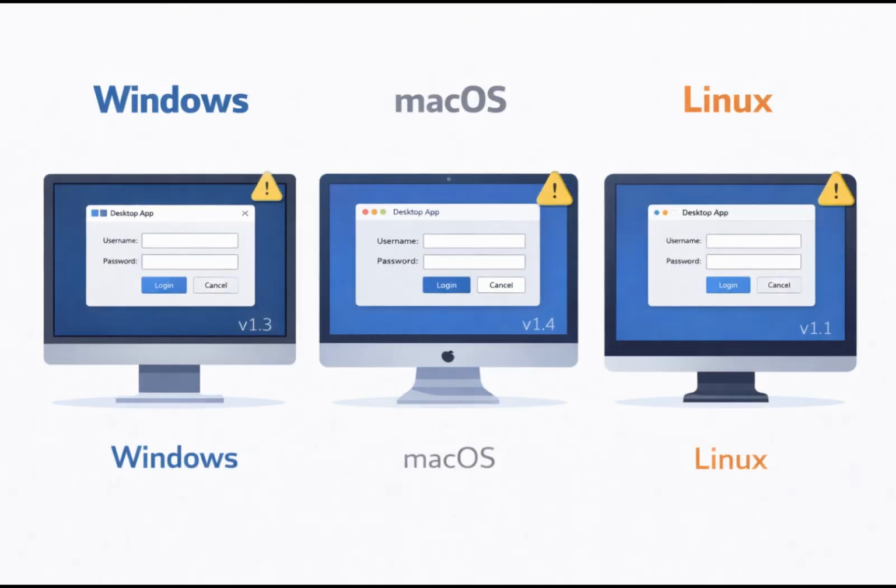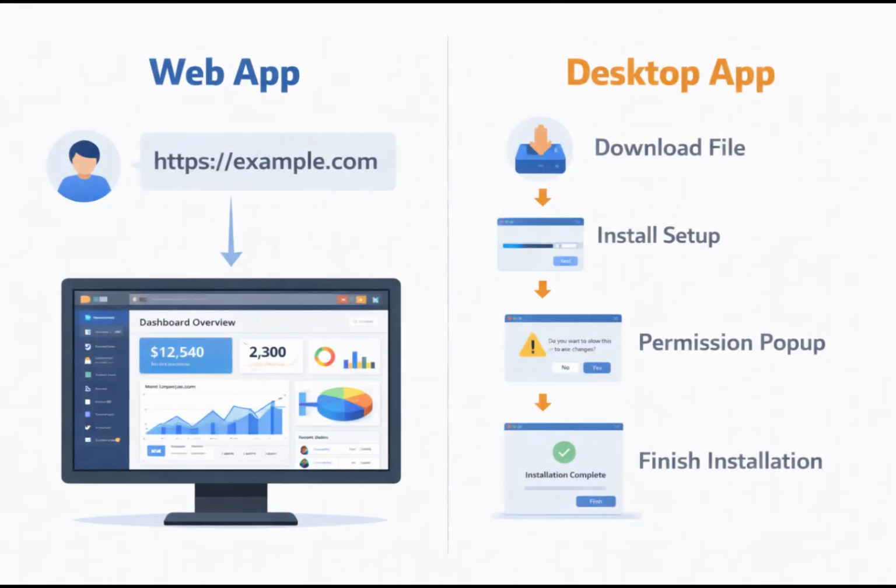Desktop applications often need separate versions for Windows, macOS, and Linux. This increases development time, cost, and complexity. A web application is shared with just a simple link, but desktop software requires downloading, installing, and setup steps.